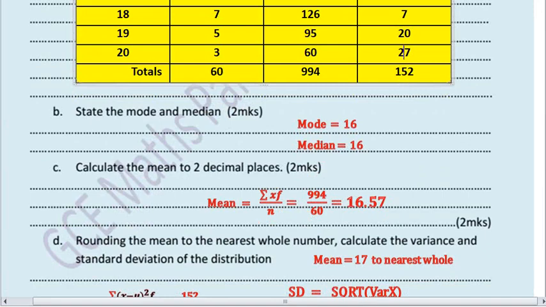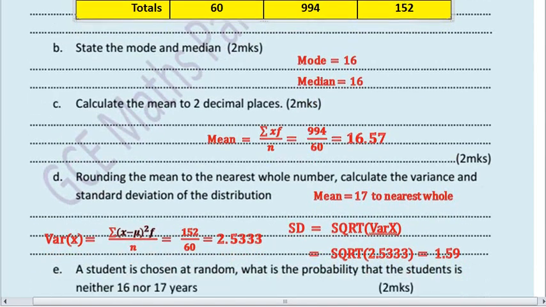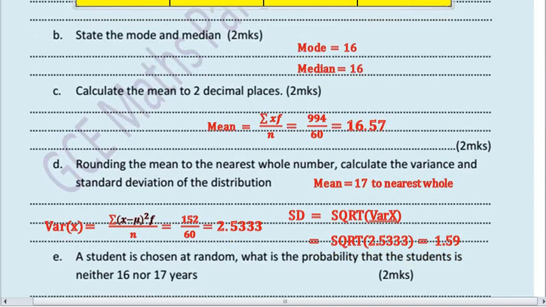Now the variance is given by the summation of x minus mu squared times frequency, all that on n. So that gives us 152 on 60, which is equal to 2.5333. That does not tell us to how many decimal places, so I've just given the value like that. And the standard deviation is equal to the square root of the variance. That's the square root of 2.5333, which is 1.59. I allowed it to many decimal places so that I will have a better approximation or accuracy for the standard deviation.